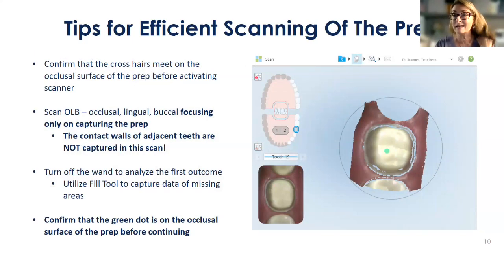Tips about scanning the prep itself. We're always going to start on the occlusal, and we're never going to spend more than 8 to 10 seconds scanning the prep itself. At the conclusion of scanning the prep, you want to make sure that this green dot in the center is centered on the occlusal surface of the prep.